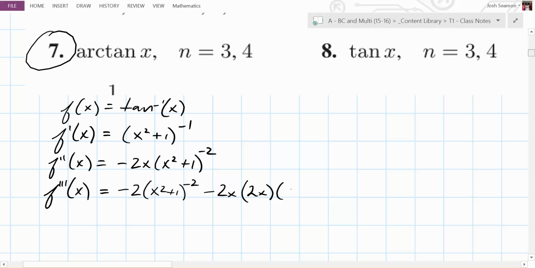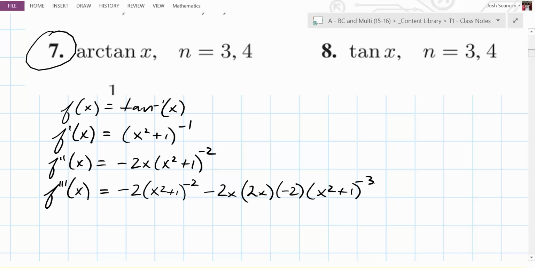2x times negative 2, right? Times x squared plus 1 to the negative 3, right? So where did this all come from? This is the first function again. When we do the derivative of this, we're dropping down the negative 2. The 2x gets kicked out again, and then you have this being raised to the negative 3. Are you with me so far?